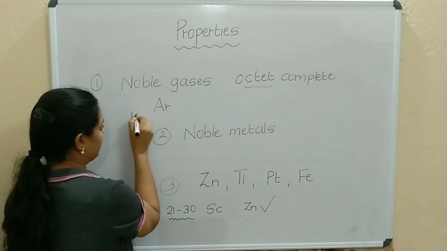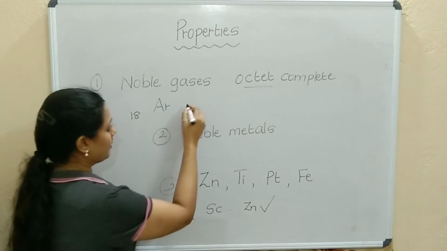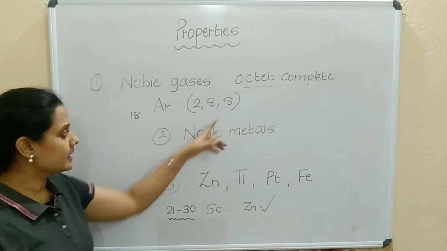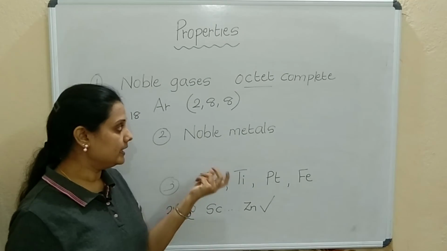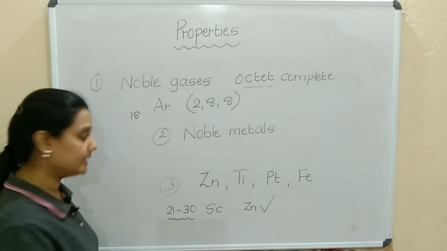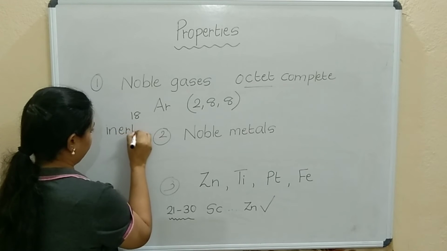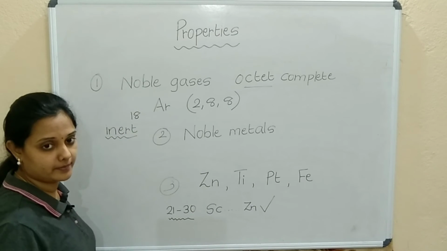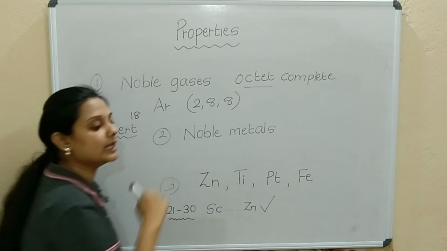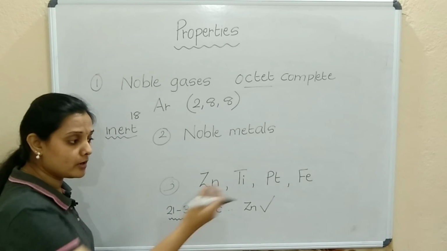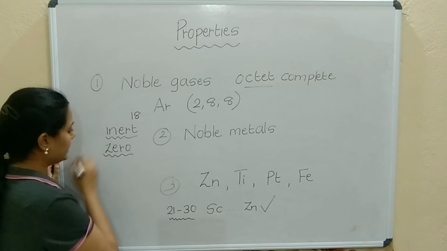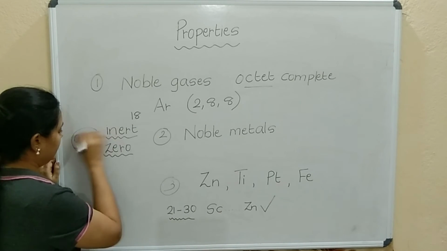So argon, the atomic number is 18. Electronic configuration, we write it as 2,8,8. Correct? So you can see the valence shell is completely filled. 8 electrons in the valence shell, octet is complete, and because of this they are inert in nature. Moreover, they do not accept any electrons to complete the octet, because their octet is already complete. So they are also called zero group elements. Group number 18 in the periodic table, right?